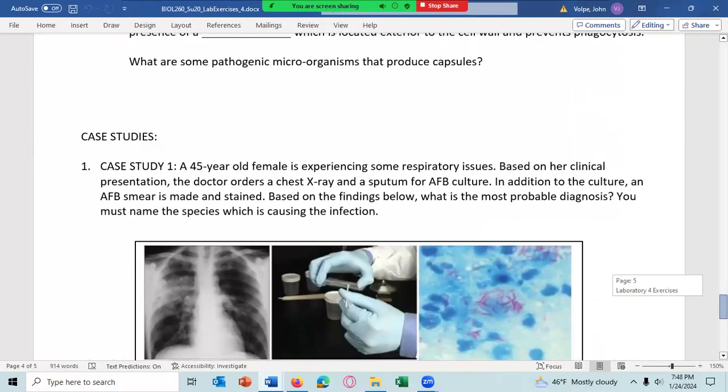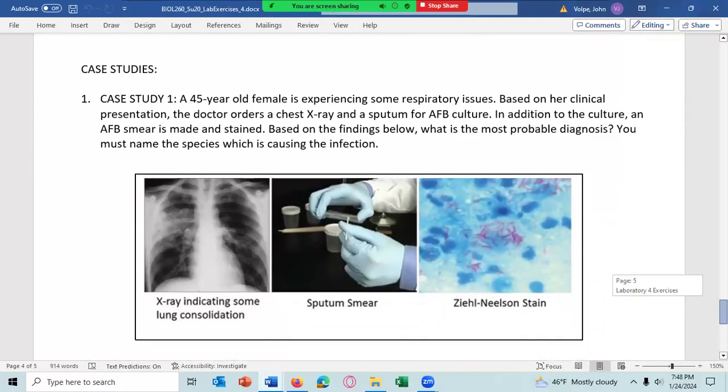Then when you're all done, we have 2 case studies. Case study 1, a 45-year-old female is experiencing respiratory issues. Based on her clinical presentation, the doctor orders a chest X-ray and checks this patient's sputum, staining it for the acid-fast bacteria culture. So the smear is made and then stained, and there's the stain there. And with all of this information, give me the name of the species which is causing the lady's infection. Any question about any of that?